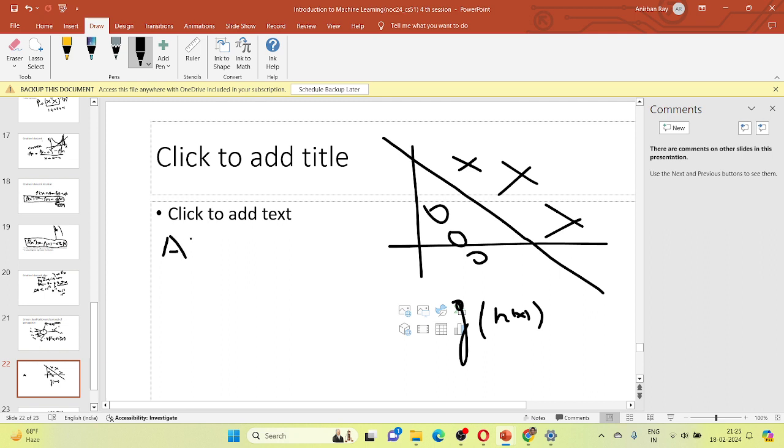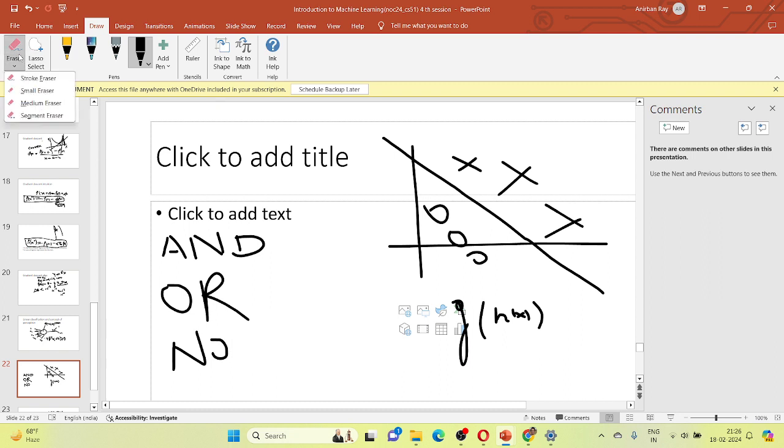Our AND. This is called a linear classifier because it is a straight line, so linear, and it's classifying between the two data sets. And OR. NOR is not required.